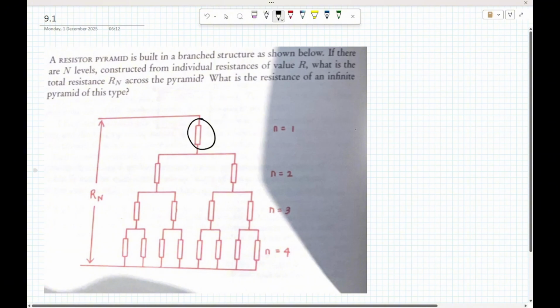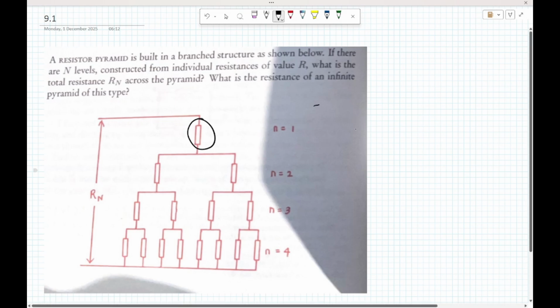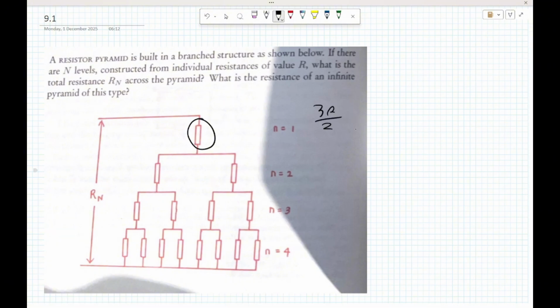So if we do actual calculations, let's say n equals 2. In that case, we know that this is going to be R over 2. So we have R over 2, which is less than R. The total resistance would be 3R over 2. That's not equal to 2R because n is very small. We need large values of n to actually get there.